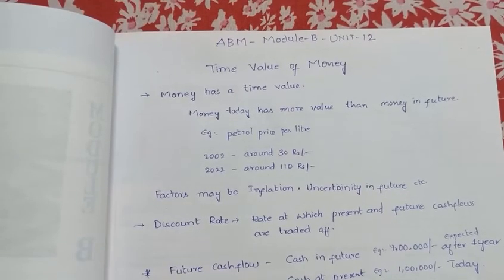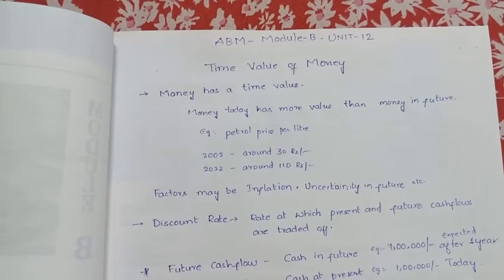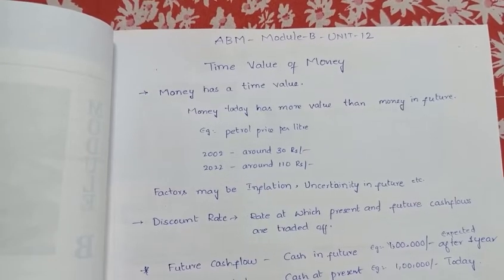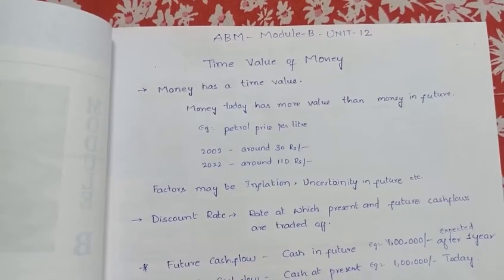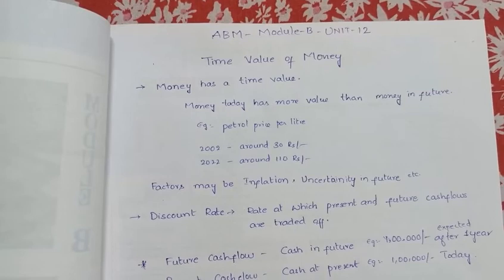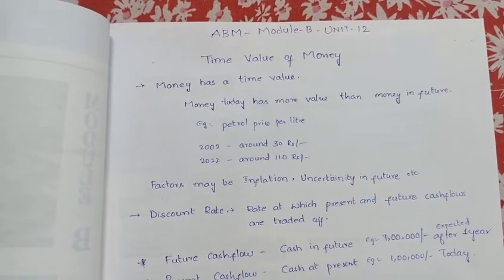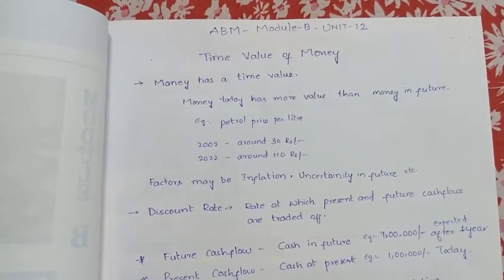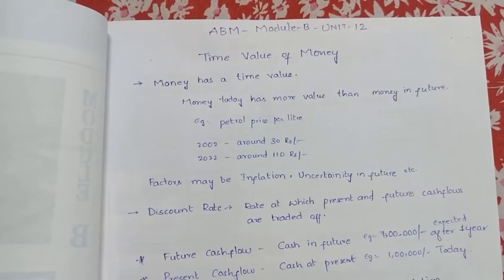Today we are going to cover Unit 12 of ABM, which is time value of money in a simple way. This chapter teaches us that money has a time value. For example, money today has more value than money in the future.